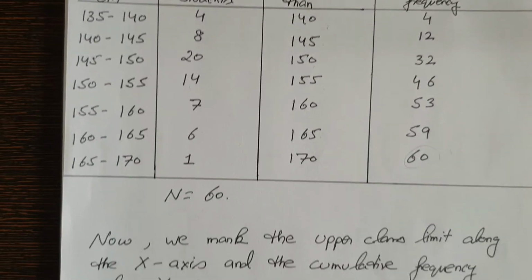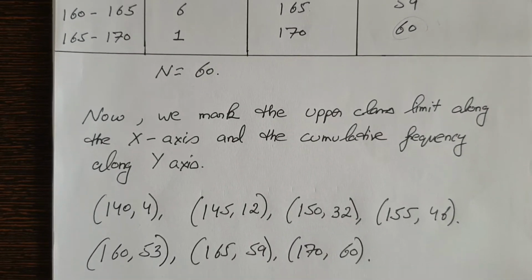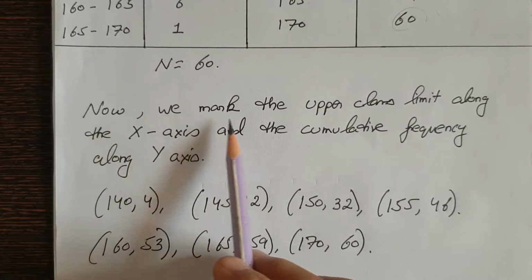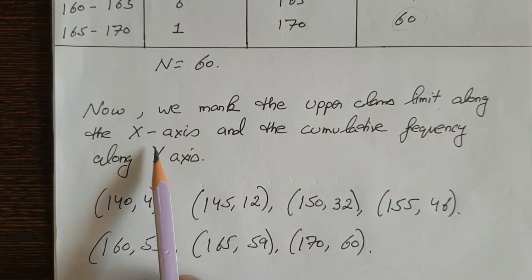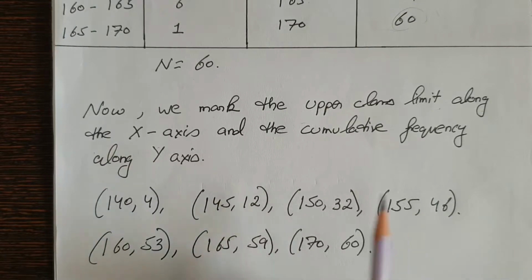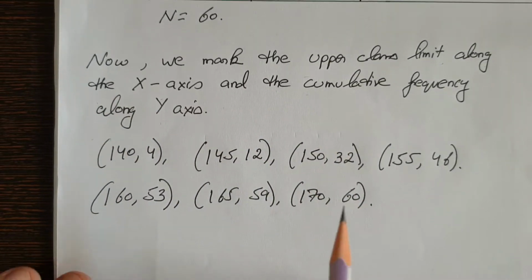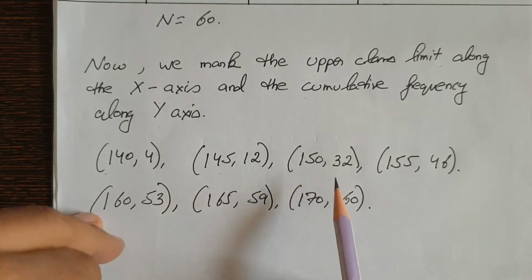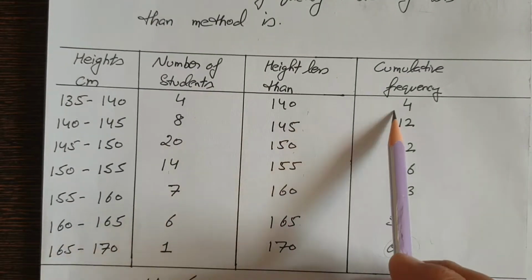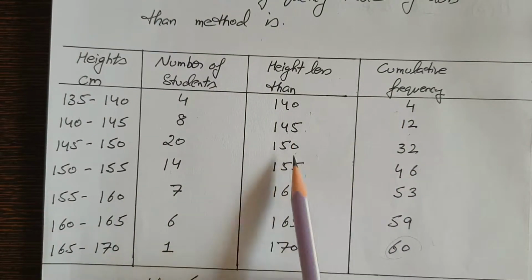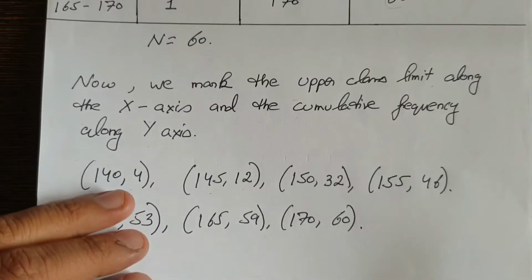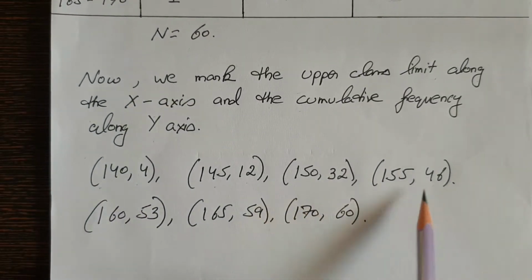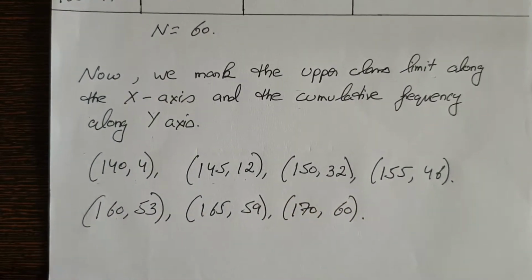Now as given in the question, we will take the axes as given. Now we mark the upper class limit along the x-axis, and we take the cumulative frequency along the y-axis. So here are the coordinates: 140,4, 145,12, 150,32, and so on. So we have to plot these coordinates on the graph paper.